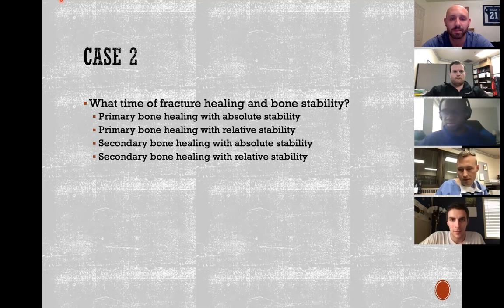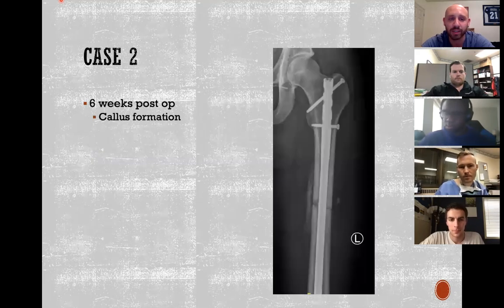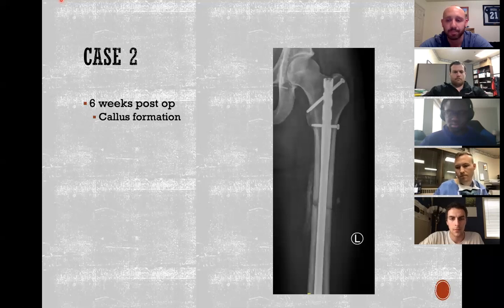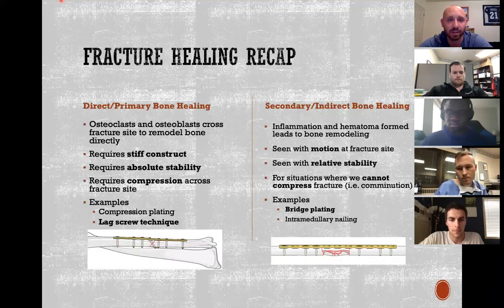Awesome. Excellent. Yeah, so you can go on to the next slide. I only have 6 weeks follow-up on this patient, but as you pointed out, you're looking for callus, and you can see that this patient's already forming a little bit of callus. And if you just go to the next slide, this is a little summary of what Joe was saying. We touched on, I think, in week 2 about different bone healing and stability constructs.